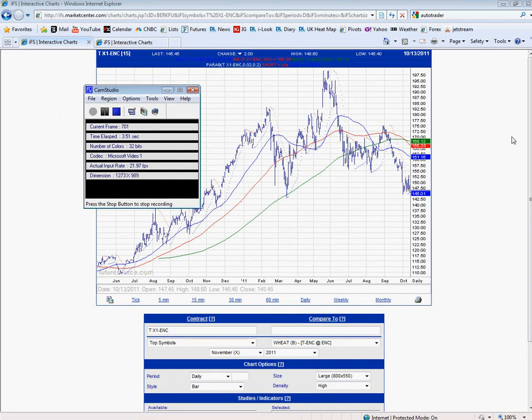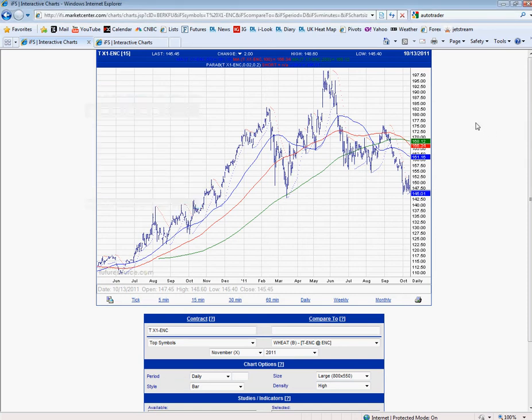Today is Thursday, 13th of October. Time of video is 5:30 UK time after market close, and as usual we're looking at UK wheat, November 2011, and we've got the long-term daily bar chart in front of us. And just to do some explaining here.